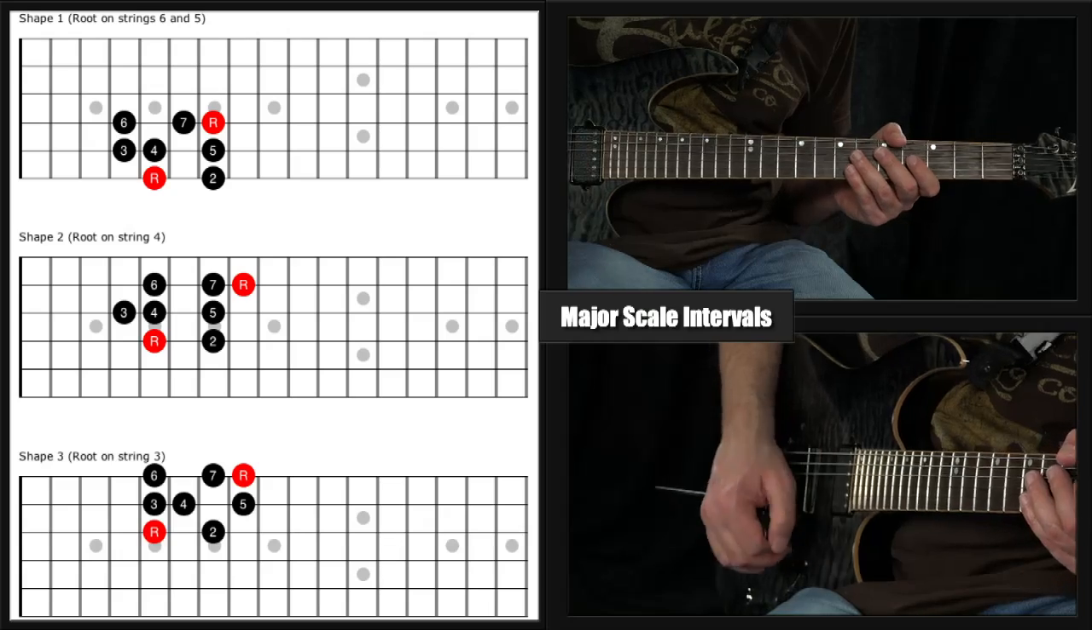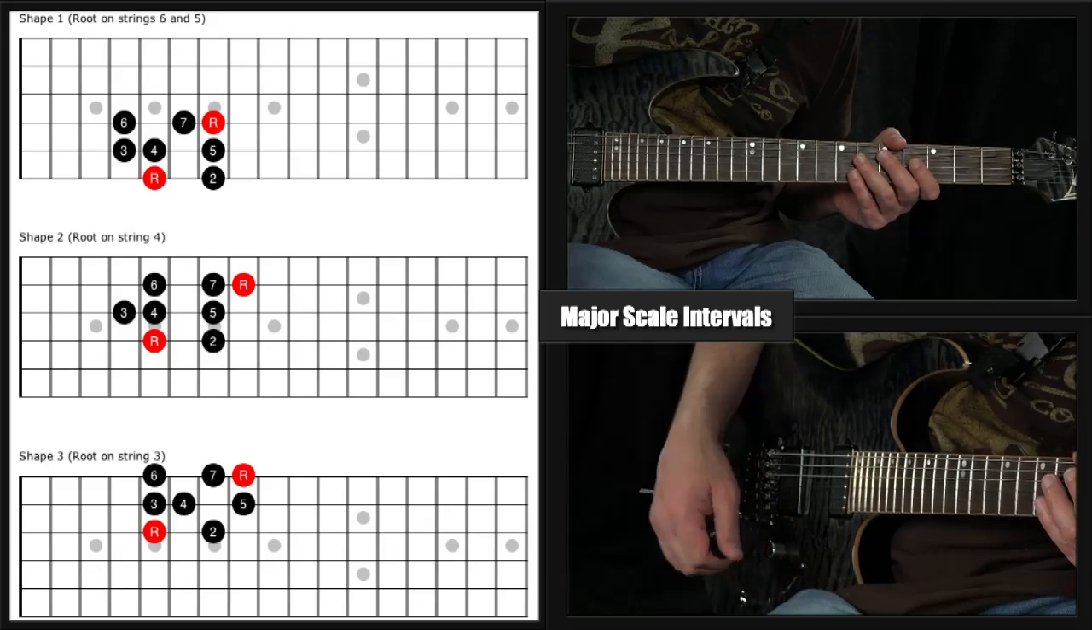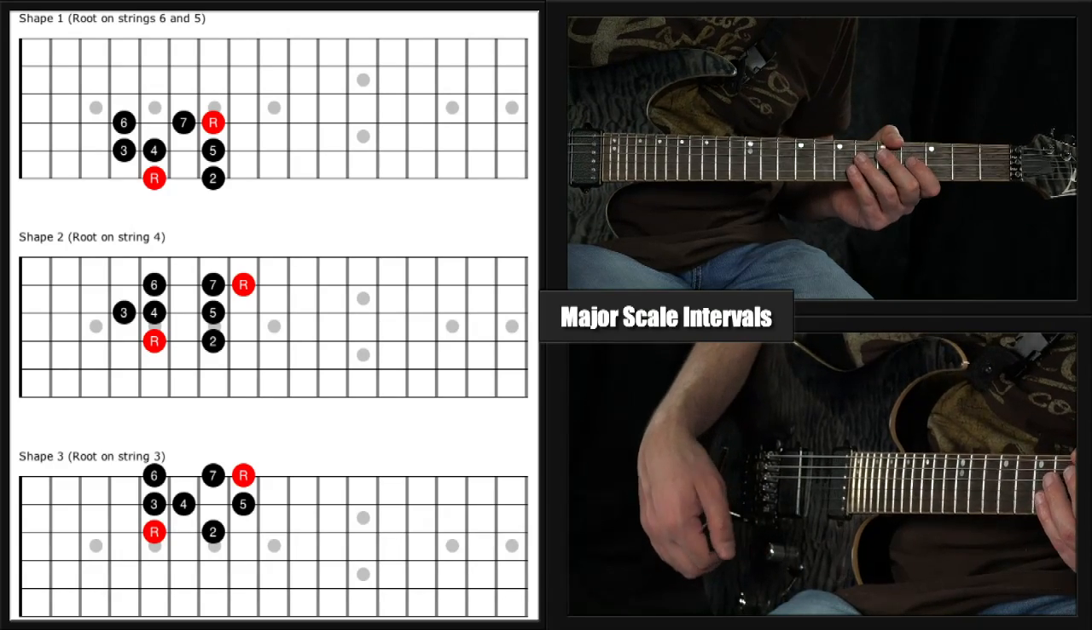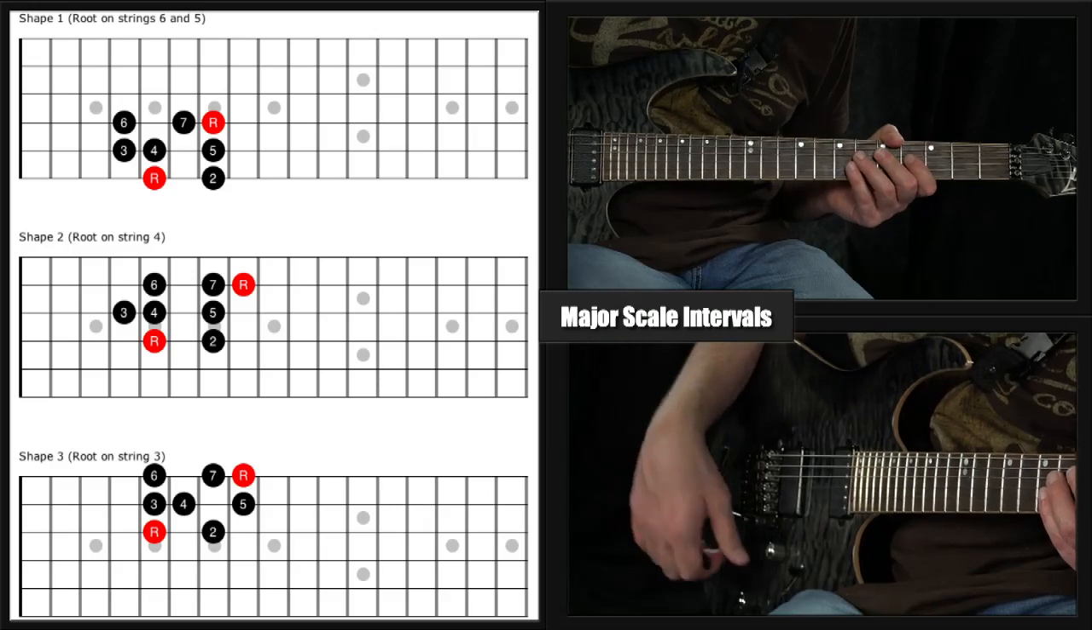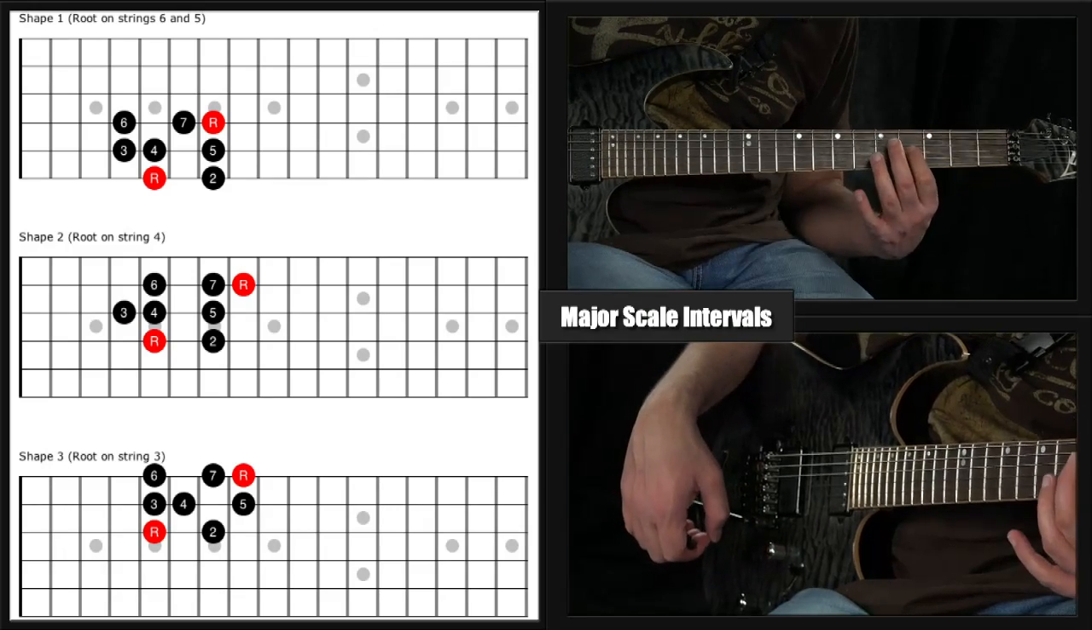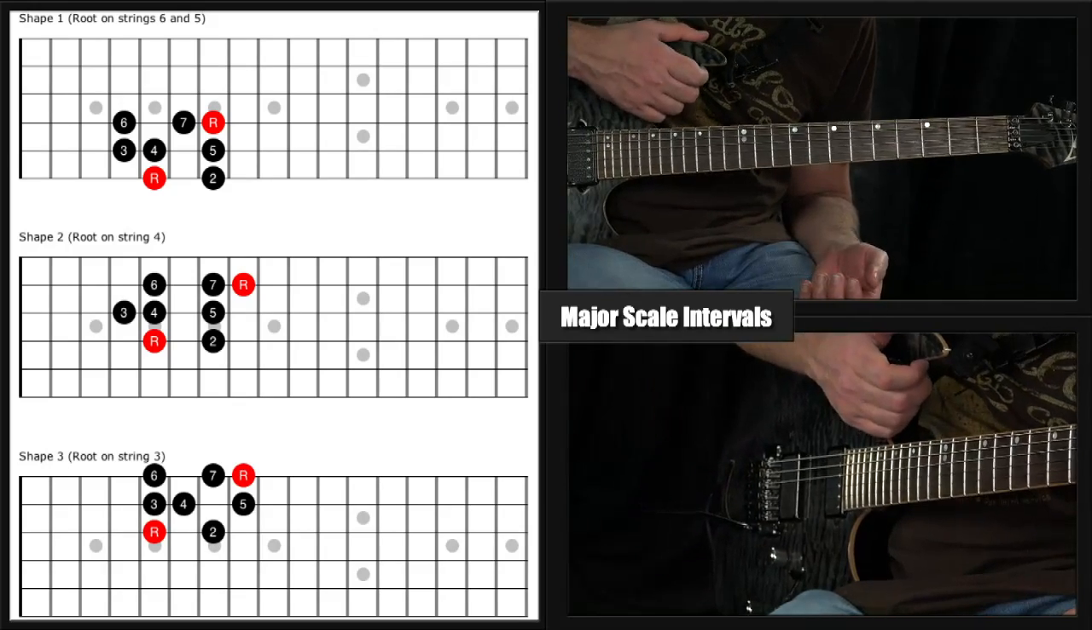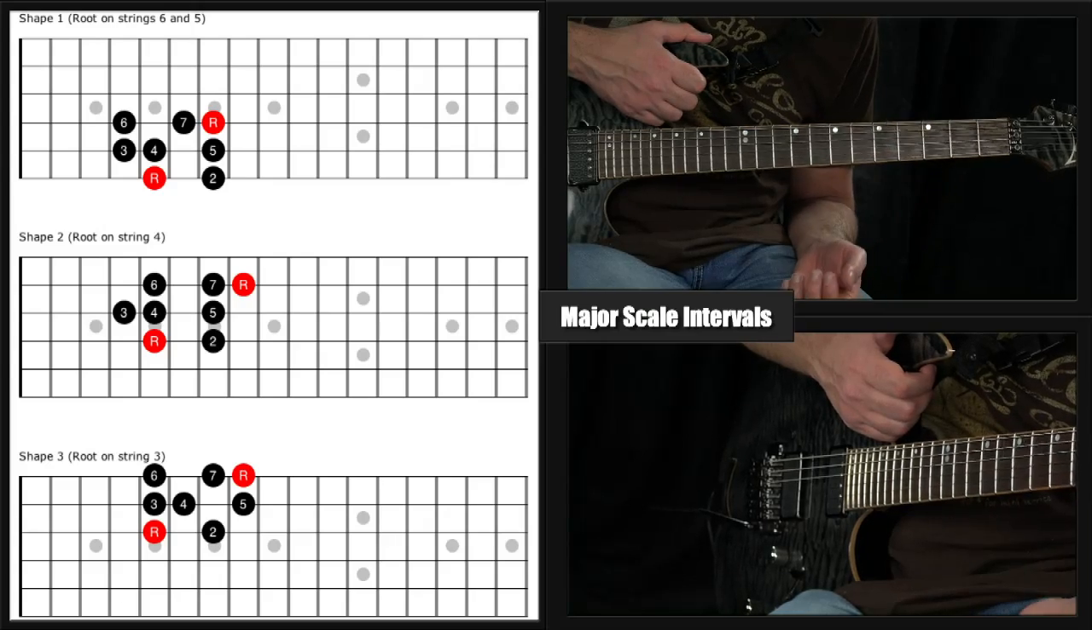So that shape is going to be something you need to memorize. It's very close. If you compare both, you see that pretty much all is the same. There's just a difference when you're shifting between the 3rd and the 2nd string. You've got to shift 1 fret higher.